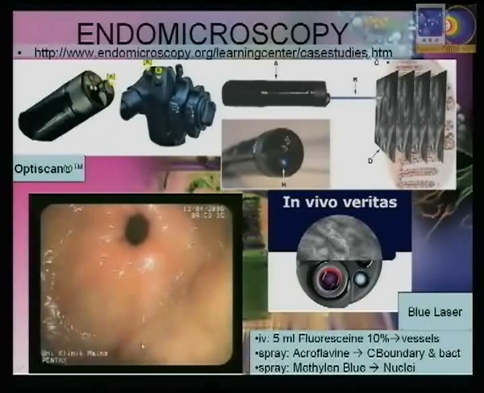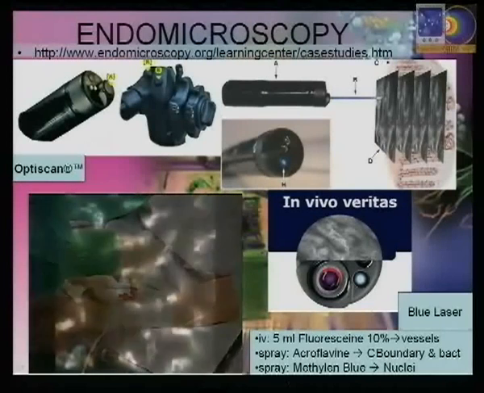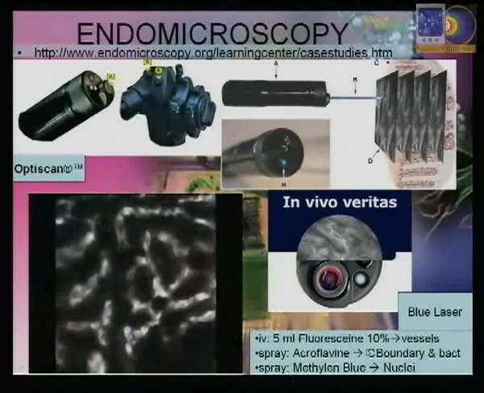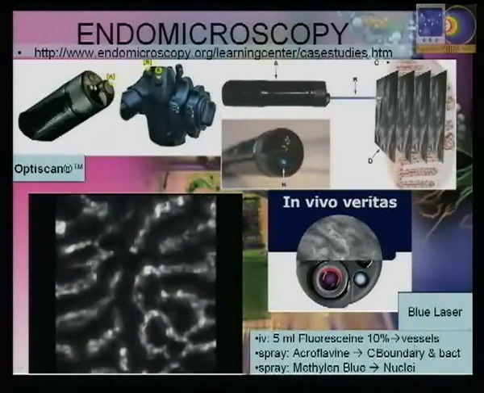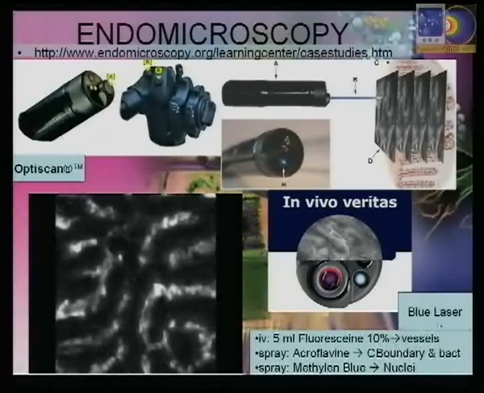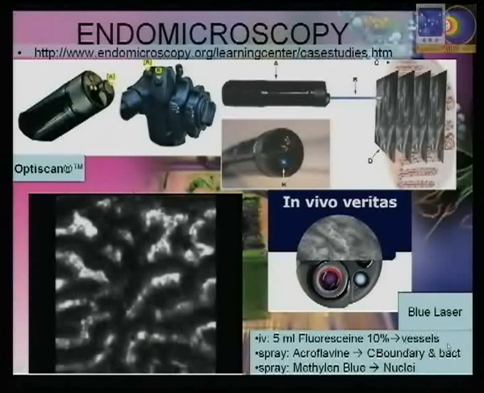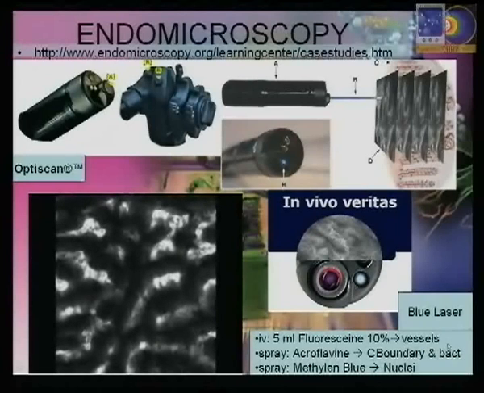Now the pylorus and the inflamed antrum are visible. 5 milliliters of fluorescein is injected as a contrast agent at a final concentration of 10%. Fluorescein is mandatory for endomicroscopic imaging. It highlights in vivo architecture of the mucosal layer, primarily vessel architecture. The fine capillary network in the antrum is readily visible due to the bright bands characterizing single capillaries. Dark spots within the capillaries represent red blood cells.